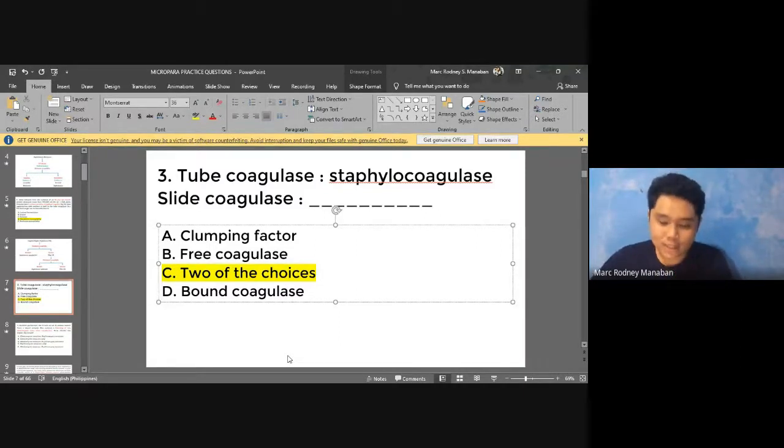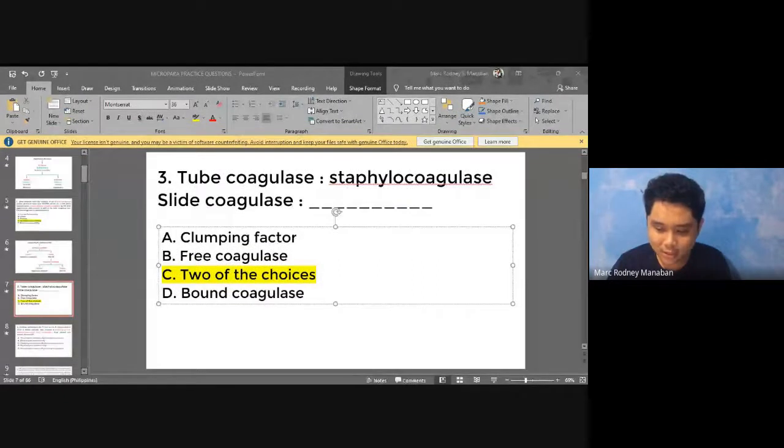So take note, dears, that your slide coagulase detects clumping factor, whose other name is bound coagulase or cell bound coagulase. Take note, alright? Wait a moment, dears. Okay, emergency. Wait.